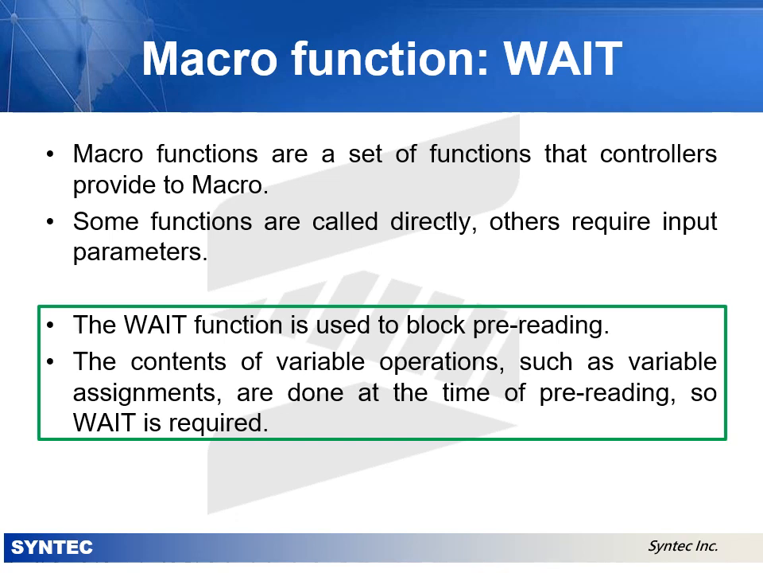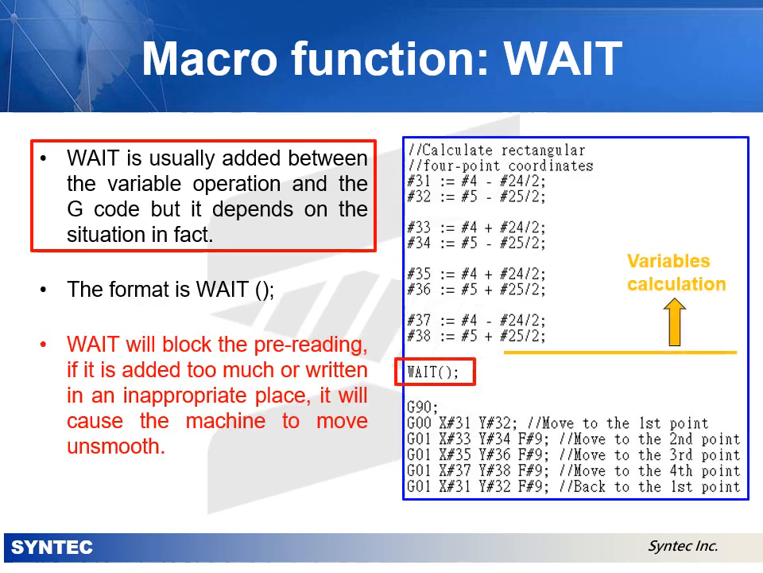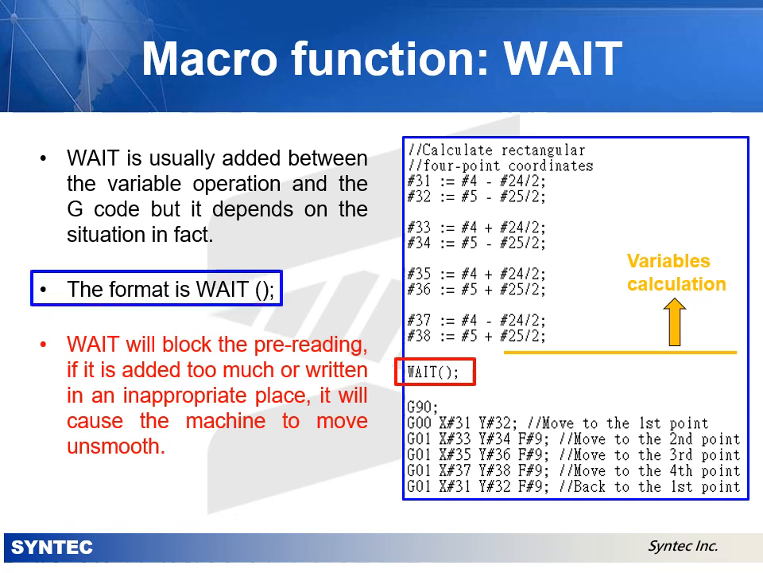Moreover, macro can be divided into two parts: G code and variable operations. The contents of variable operations, such as variable assignments, are done at the time of pre-reading. At this moment, it may lead to a numerical error of the variable, so we need to use the wait function to block it. The wait function is usually added between the variable operation and the G code, but it depends on the situation. In fact, the wait function is called directly.